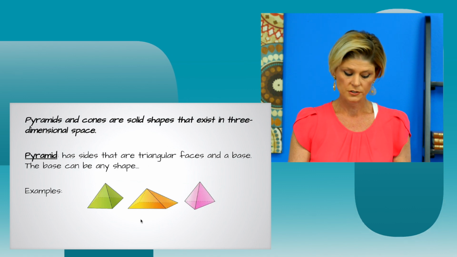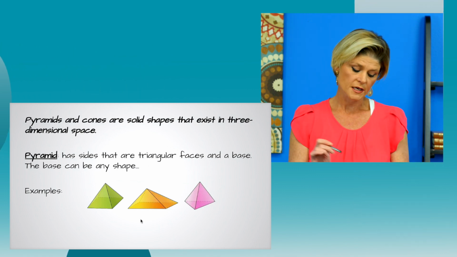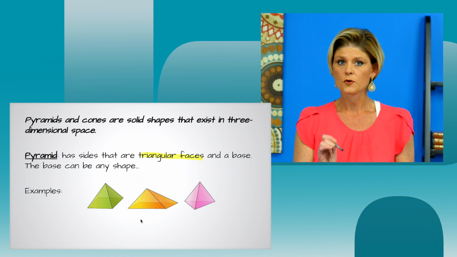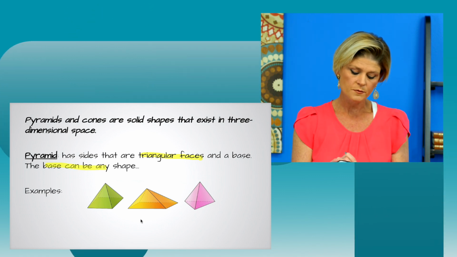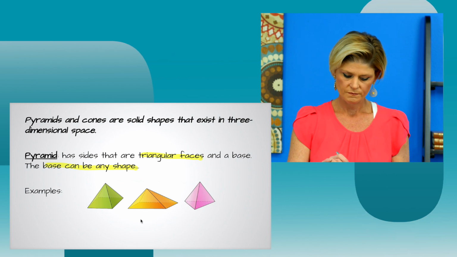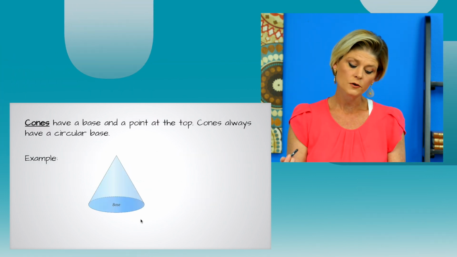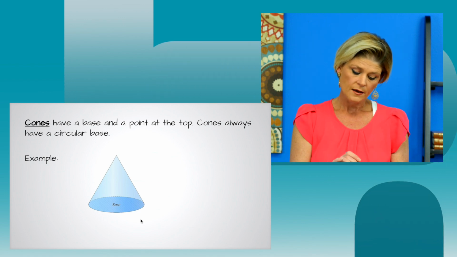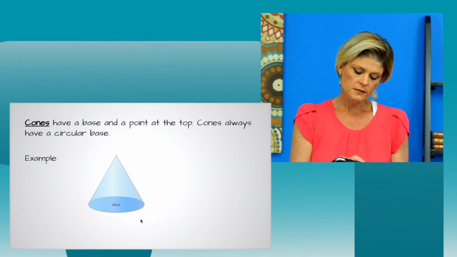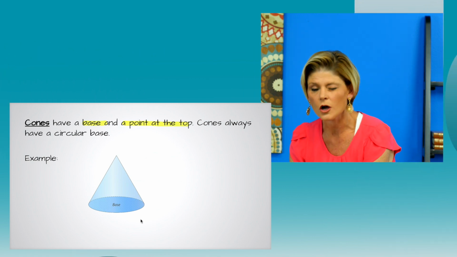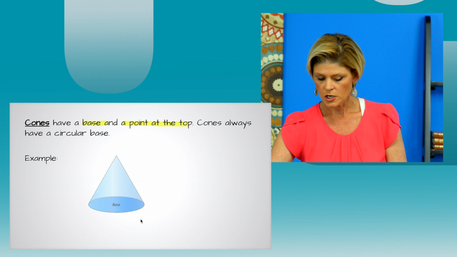Okay, pyramids and cones are solid shapes that exist in three-dimensional space. Now, a pyramid has sides that are triangular faces and a base. Important to remember that the base can be any shape. Now, cones have a base, I'll highlight this, and a point at the top. Cones always have a circular base.